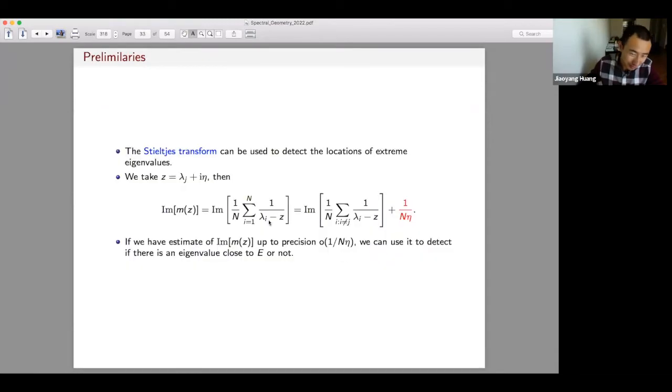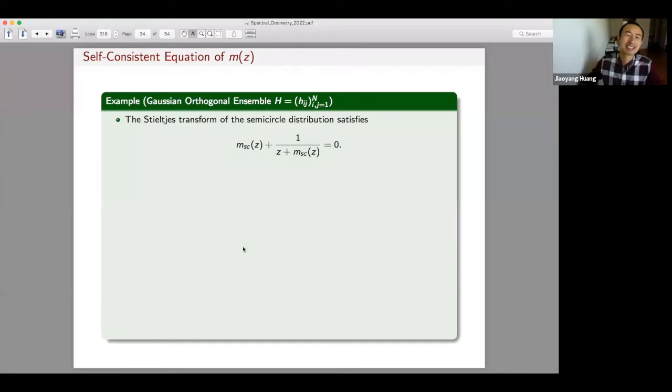The way we get a good estimate for m(z) is by proving a self-consistent equation for it. Let me go back to the Gaussian matrix a little bit, to illustrate how we get the equation for the Stieltjes transform m(z). Recall that the Stieltjes transform of the semicircle distribution satisfies the algebraic equation m(z) squared plus z m(z) plus 1 equals 0. To show m is close to m_sc, we will try to show m also satisfies the same equation up to some small error. Then we can do some perturbation to show m_sc is close to m(z).